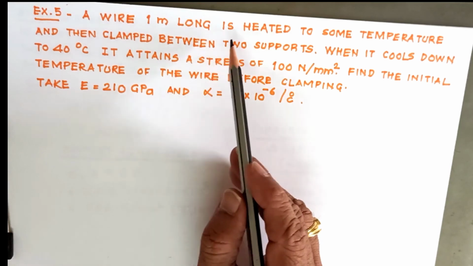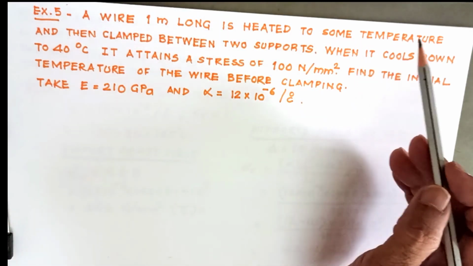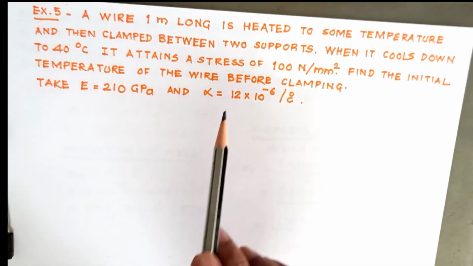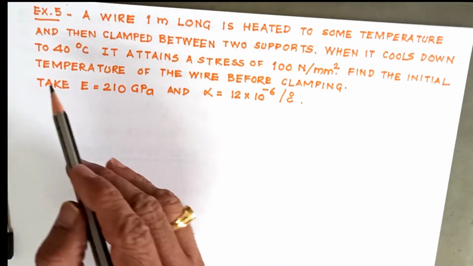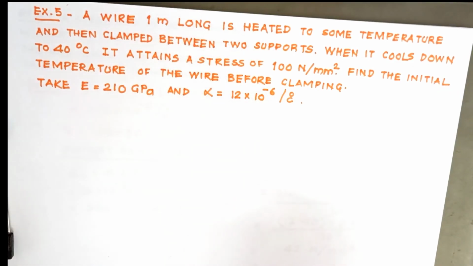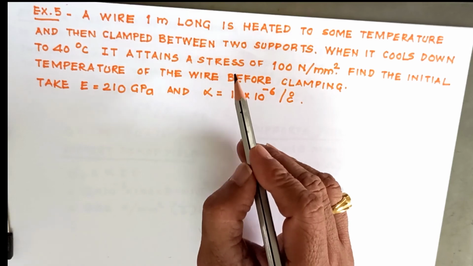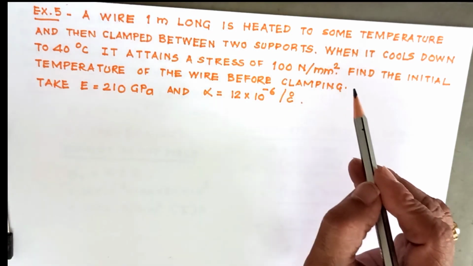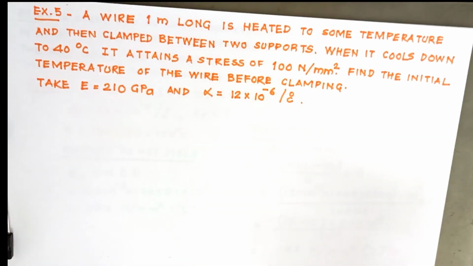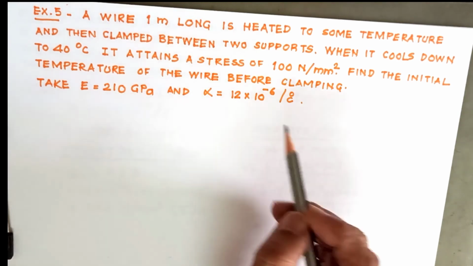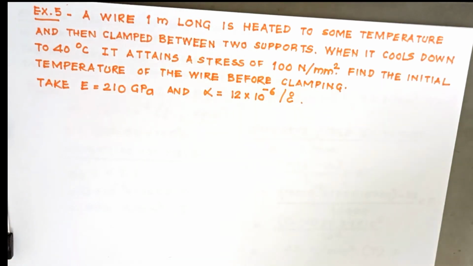A wire 1 meter long is heated to some temperature and then clamped between two supports. When it cools down to 40 degrees Celsius, it attains a stress of 100 Newton per mm square. Find the initial temperature of the wire before clamping. E is given, alpha is given. Okay? So let us solve it.